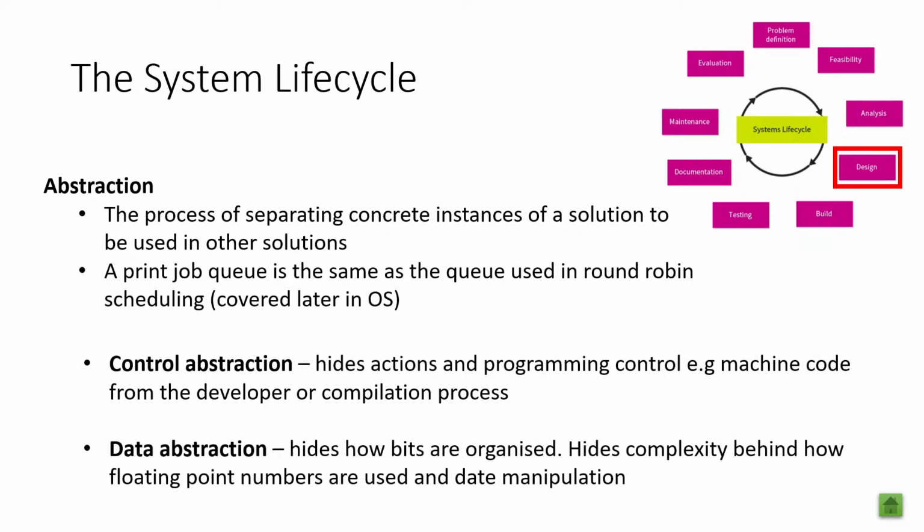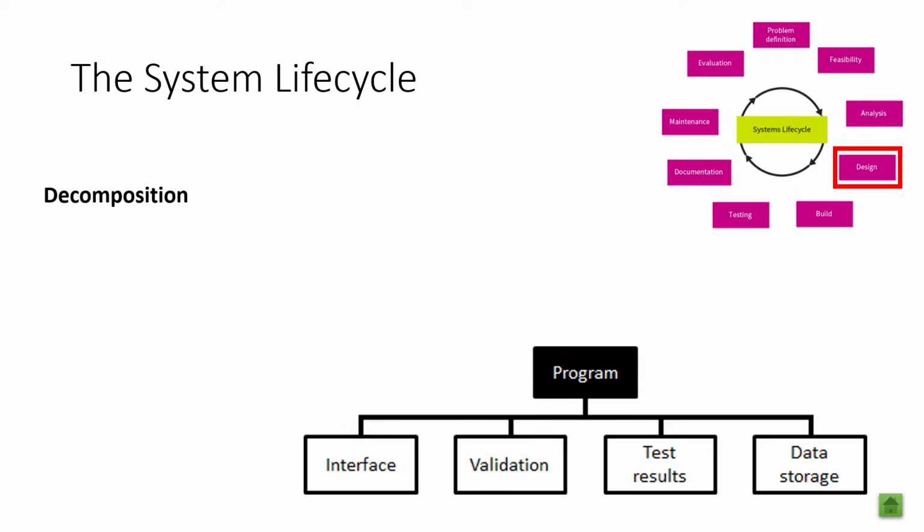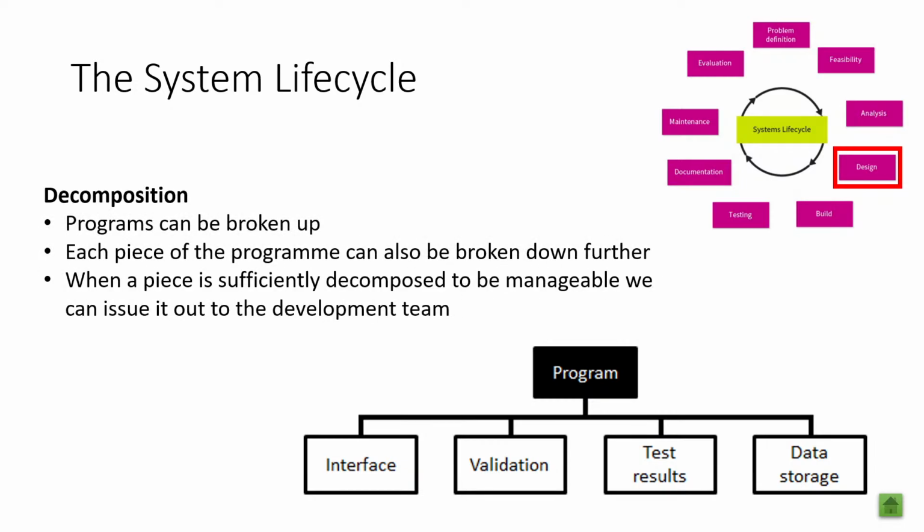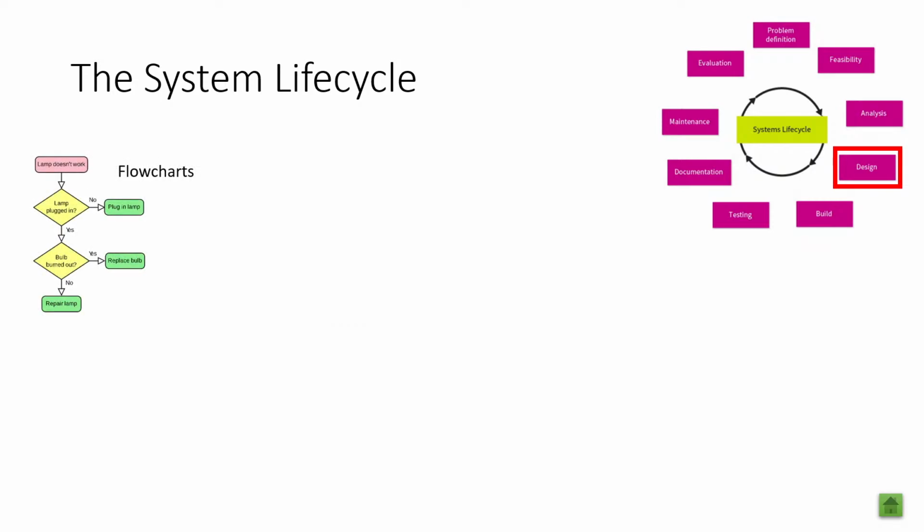So when you abstract something, you're basically thinking how simple you can make it for the user, yet it's still complex behind the scenes. That's all to improve user experience. When you decompose things, the problem, you break it down. Okay? Decomposition, you break it down. So you've got program, broken down to interface, validation, test results, data storage, etc. The more broken down and modularized your system is, the easier it is to basically manage within your team.